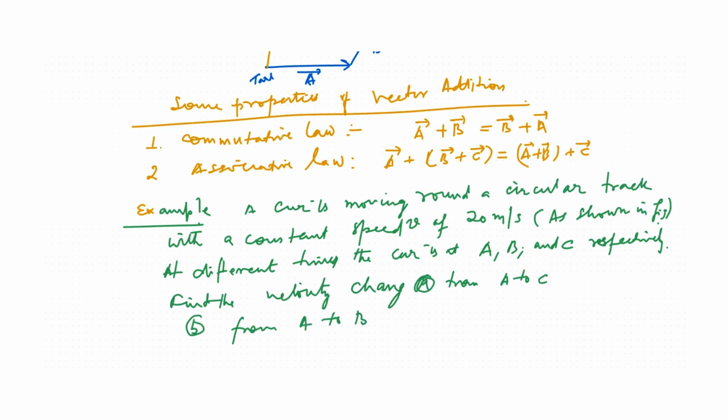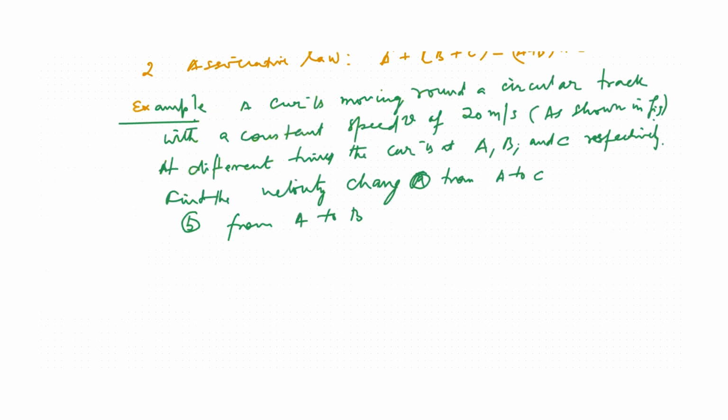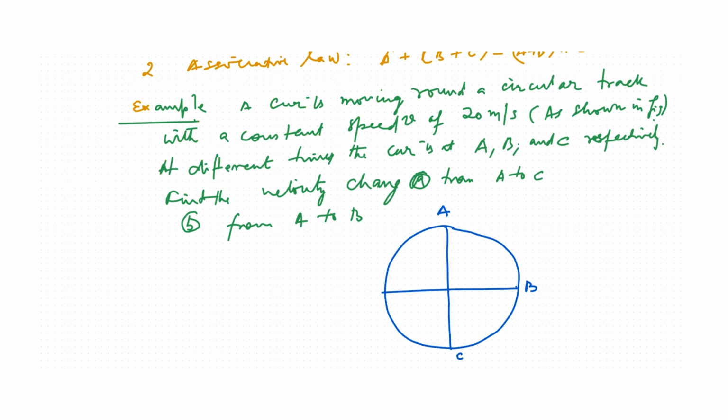Let us just draw the figure and try to understand this problem. I'm drawing a circular track, and writing points A, B, C, D. Now I would mark the vector direction. Let's say this is V, this is V, and from C, this direction is V.